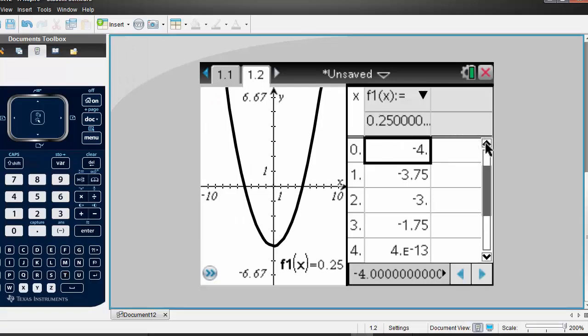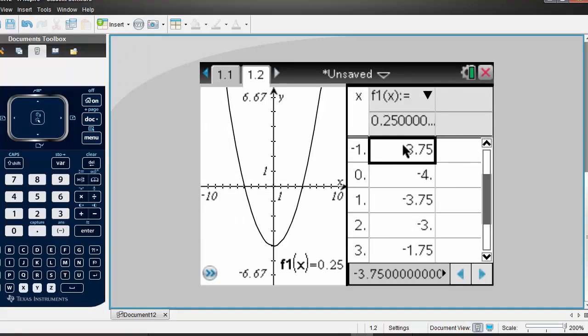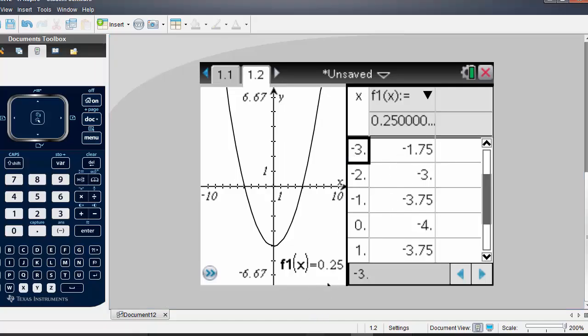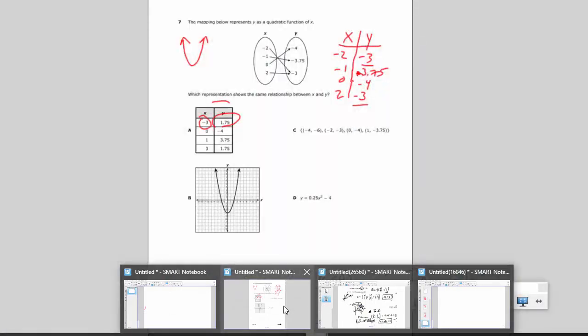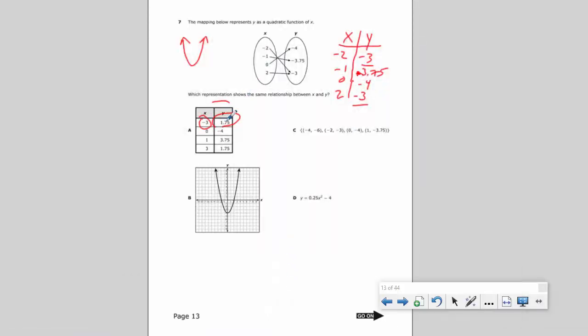So from here I'm going to go up to -3. And -3 goes with -1.75. Okay, so that's a -1.75, but this one here is actually a positive 1.75. So the signs are wrong. So this is actually not correct. This answer is bad.